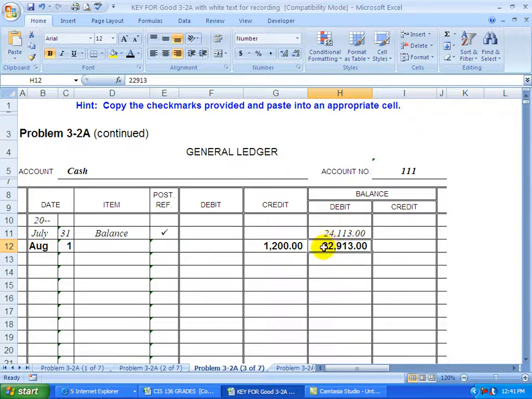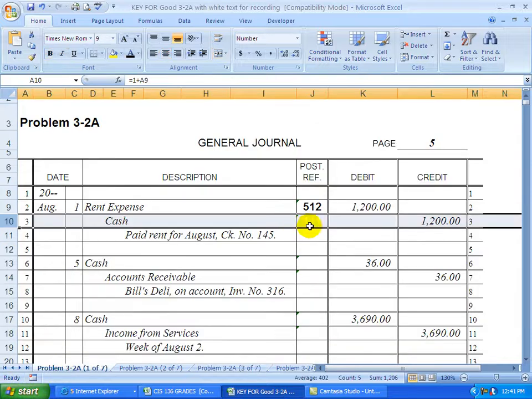So here's the date, the amount. We updated the balance. Remember, cash was credited, so we have to subtract. It's still a debit balance. We're going to write down where it came from. It came from page 5 in the general journal. And then we're going to take account number 111, go back to the journal, and put in 111 to show that, yes, we did put it in the account. This is always the last thing you do. Not the first, but the last.